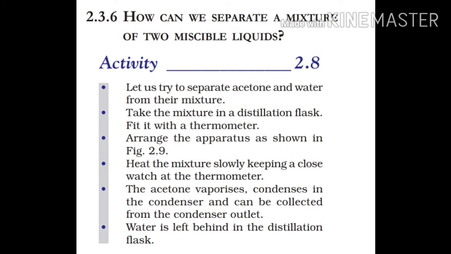Take the mixture in a distillation flask, fitted with a thermometer. Arrange the apparatus as shown in the figure. Heat the mixture slowly, keeping a close watch on the thermometer. The acetone vaporizes, condenses in the condenser, and can be collected from the condenser outlet. Water is left behind in the distillation flask.